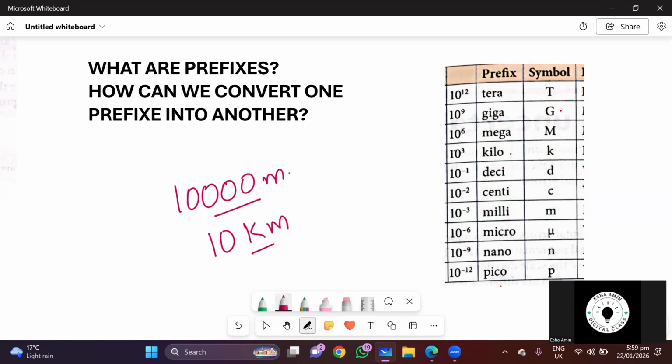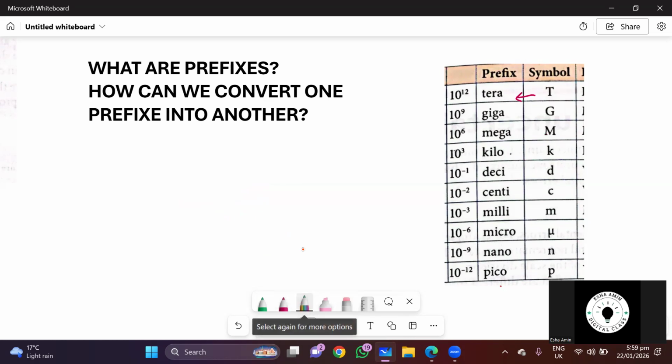So there is a table where some prefix values are given and the symbols are also mentioned here. You just have to learn these values, and you should know what is the value of tera. You should know that tera is equal to 10 power 12, right? So there is a table. You can take a screenshot of it as well. So let's do some questions.